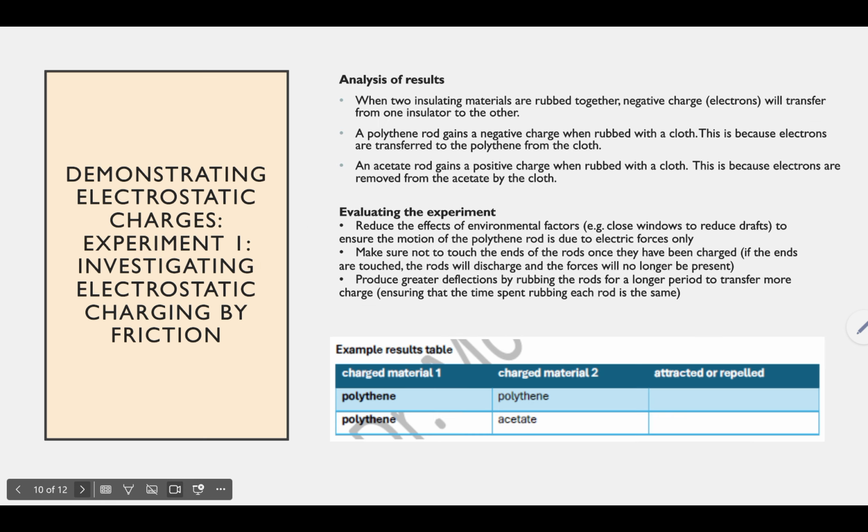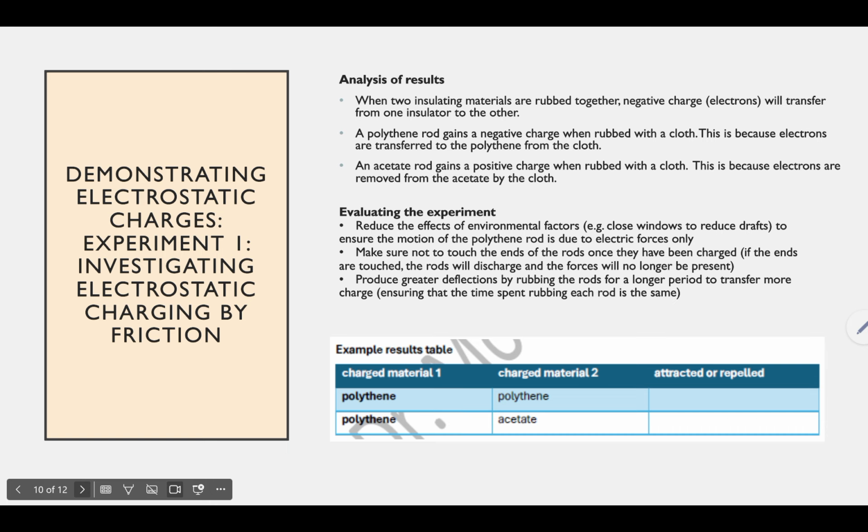So the analysis of the results. When two insulating materials are rubbed together, the negative charge electrons will transfer from one insulator to the other. So the polythene rod will gain negative charge when rubbed with a cloth because electrons are transferred to it from the cloth. An acetate rod will gain positive charge when rubbed with the cloth because the electrons were removed from the acetate by the cloth.